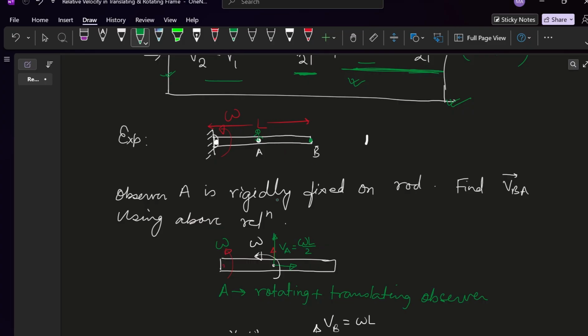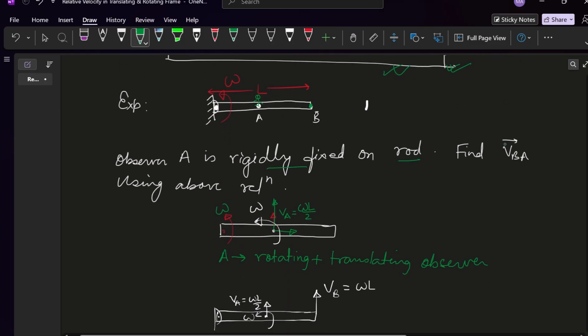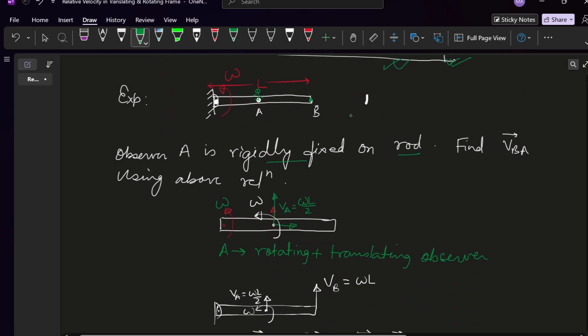So observer A is rigidly attached to the rod in this example, and what you have to find is the velocity of B with respect to A using the relation I just proved. Intuitively you can say that the velocity of B with respect to A is 0, but I am trying to apply this relation. Let's see how we can apply this.